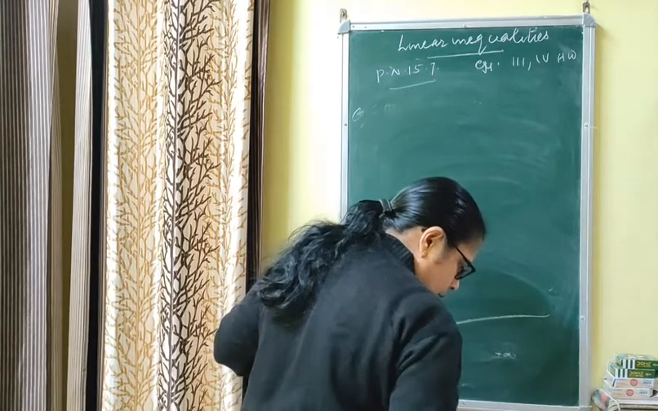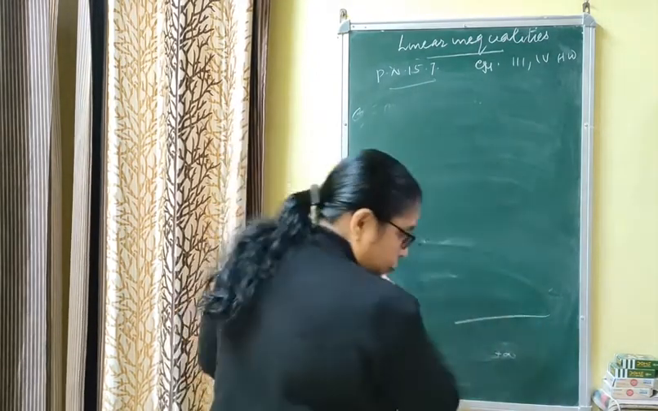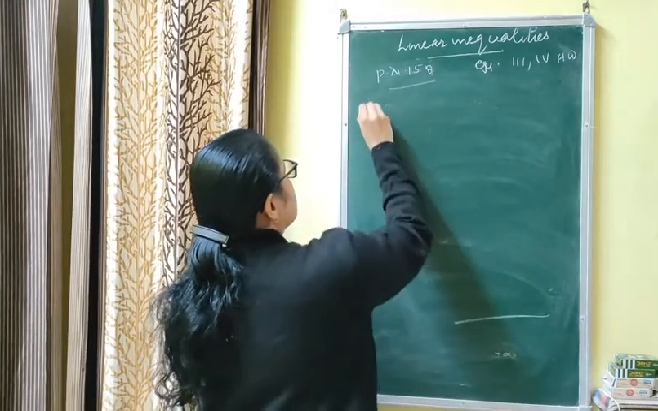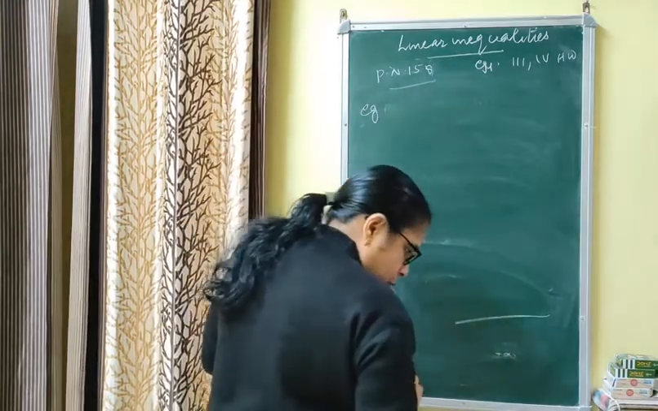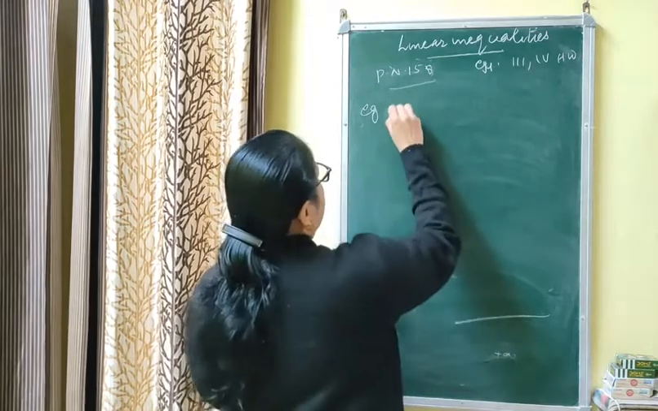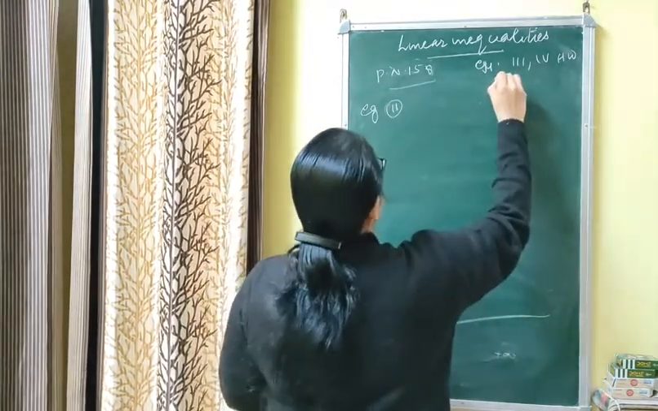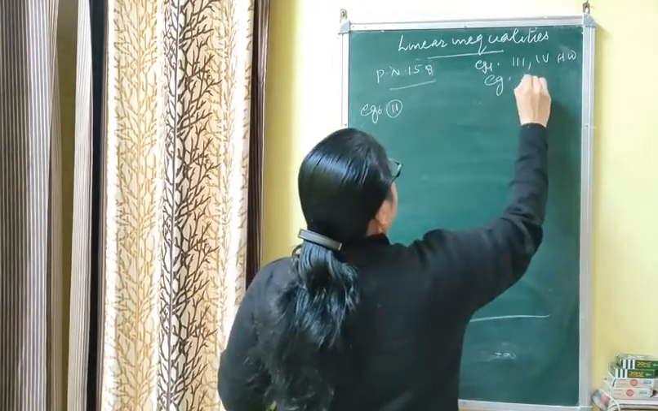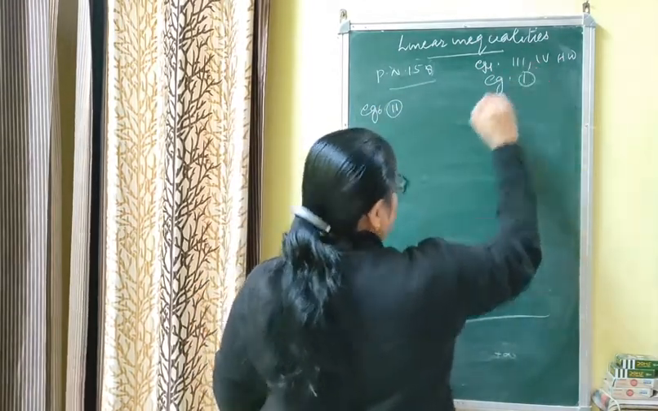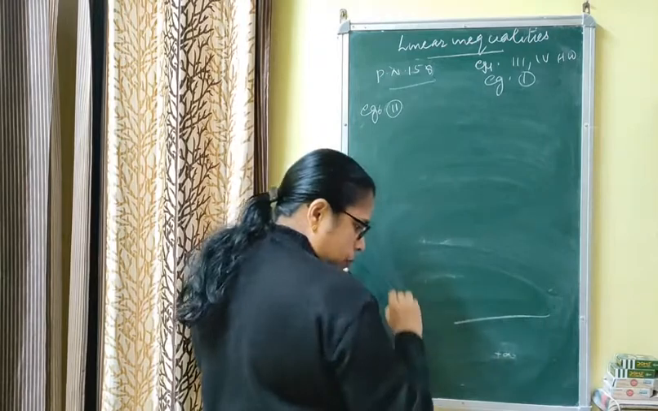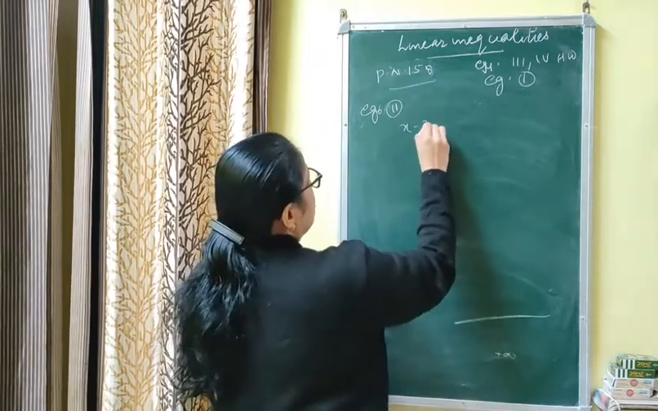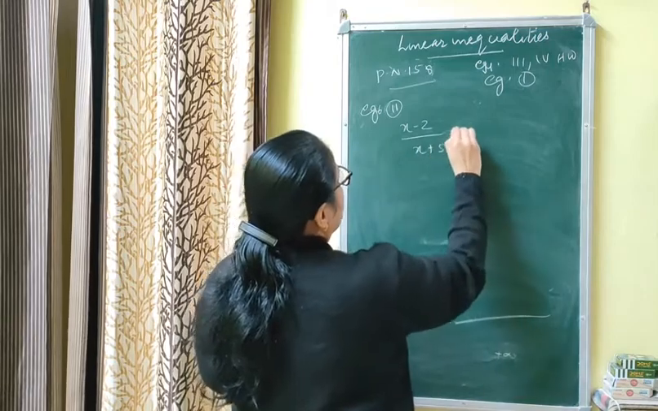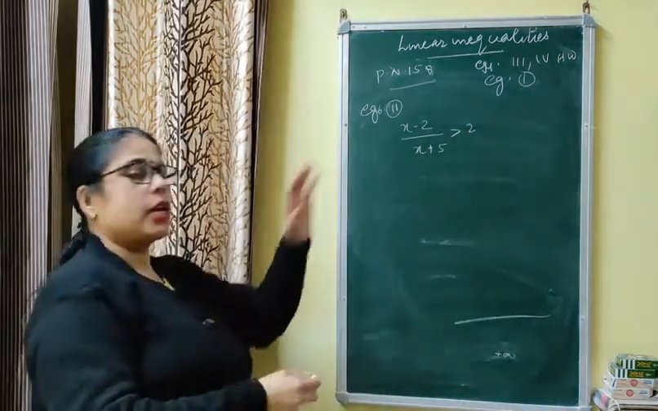One more question, that is example 6, page number 15.8, same pattern of question. I will do the second part, you can do the first part as homework. I am reading the second part: (x minus 2) by (x plus 5) greater than 2. Now tell me, children, what will you do in this?